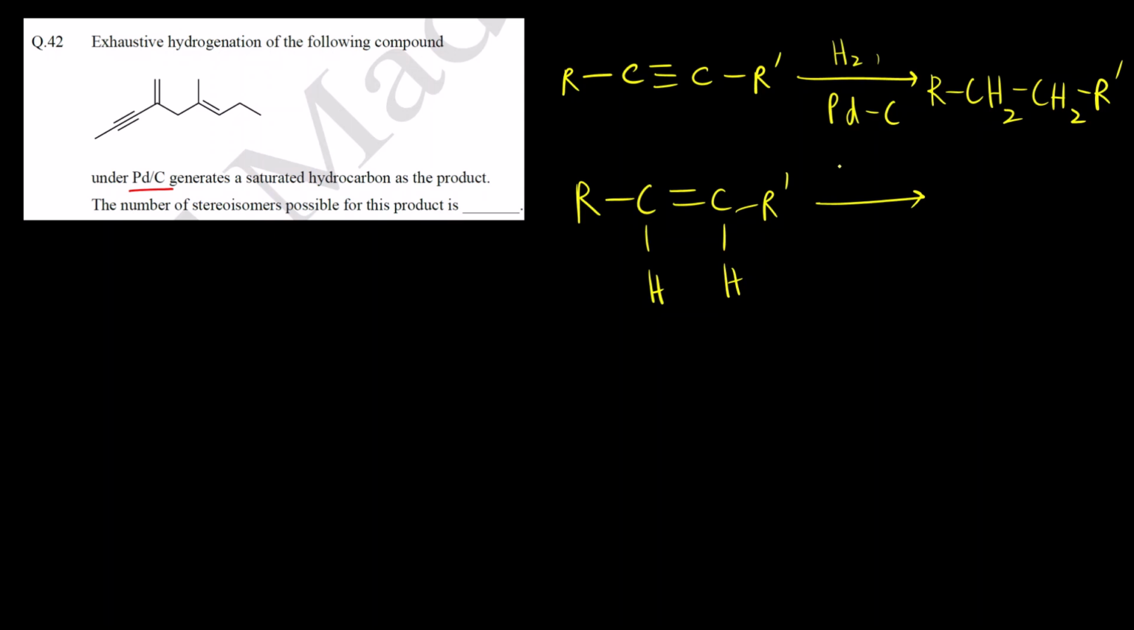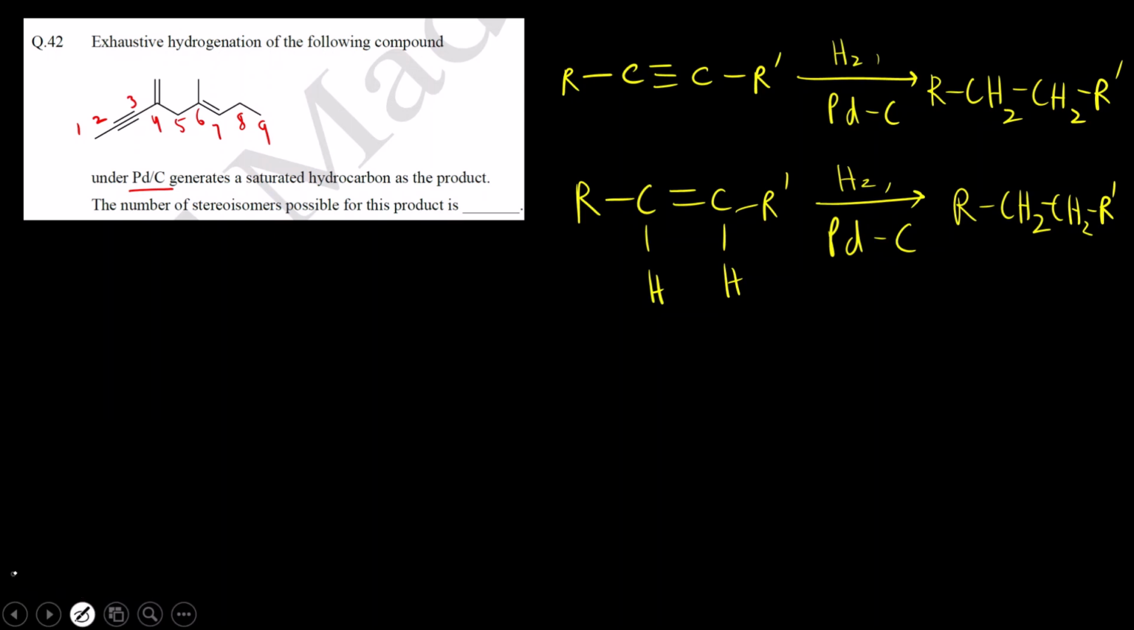Okay, for alkenes also the final product is what? It is alkane. Okay, saturated compound alkane. So what will happen? You just count the number of carbons, that will be the longest chain. 1, 2, 3, 4, 5, 6, 7, 8, 9. Okay, so 9 carbon chain.